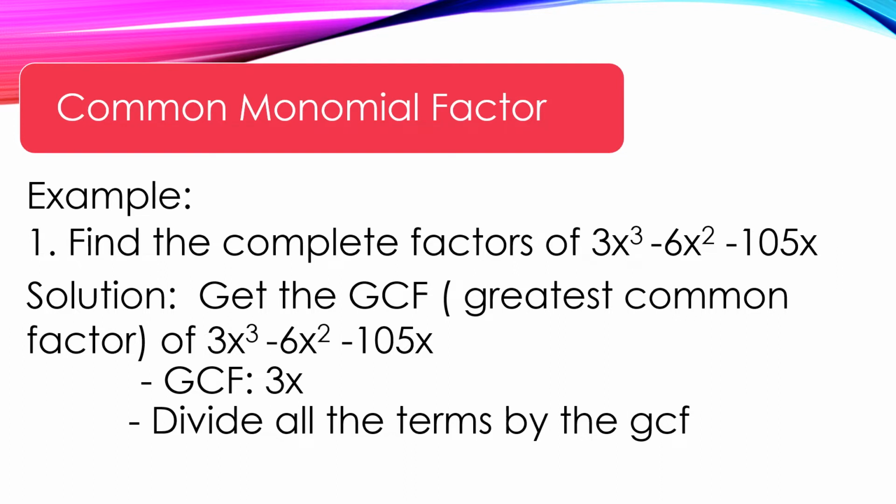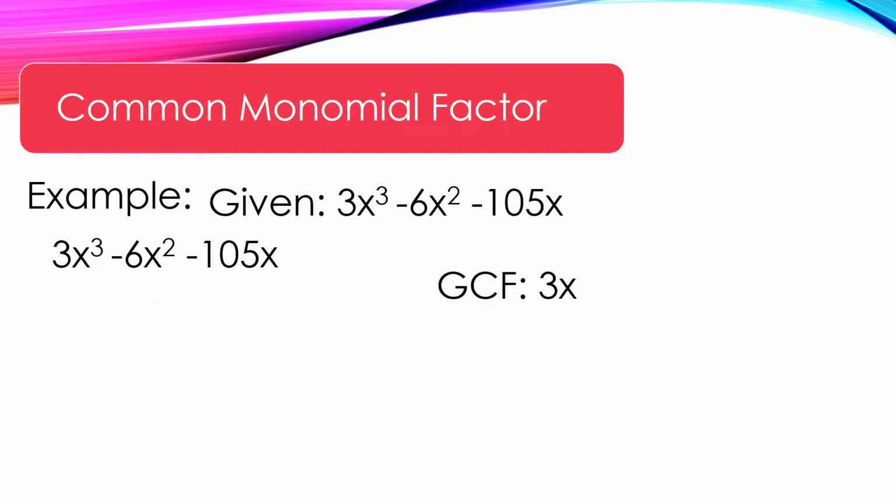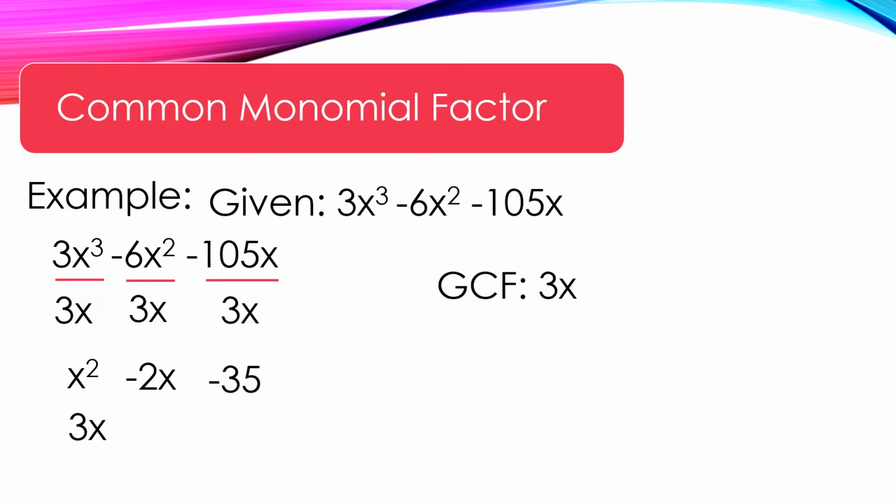Divide all the terms by the greatest common factor. So, 3x cubed divided by 3x, we have x squared. Negative 6x squared divided by 3x, we have negative 2x. Negative 105x divided by 3x, we have negative 35. Therefore, we have 3x times the quantity x squared minus 2x minus 35. That is using common monomial factor.